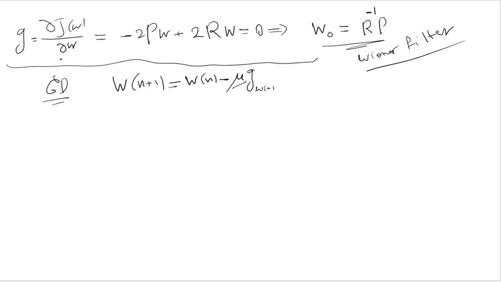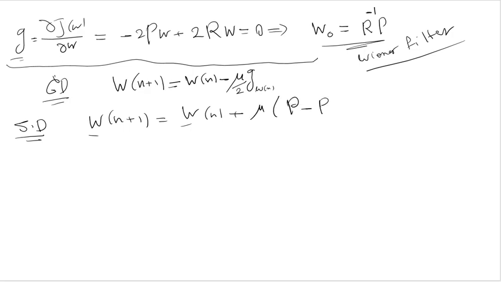or minus mu over 2. It's not something important. We can take all of this term as mu. If we put G in this relation, we will have a steepest descent algorithm. For Wiener filter, we have W(n+1) equals to W(n) plus mu times P minus R W(n). This is the update rule for a steepest descent algorithm.